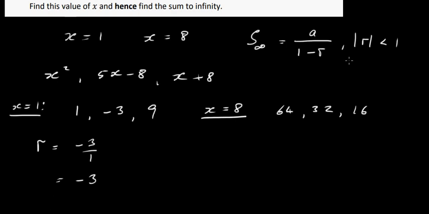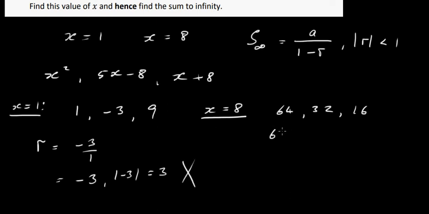But remember, to find the sum to infinity of a geometric series, we would need a modulus of r less than 1. But the modulus of minus 3 is 3, which is not less than 1. So we can't use this here. Now what about the other one?